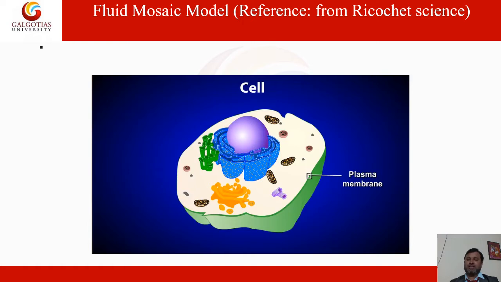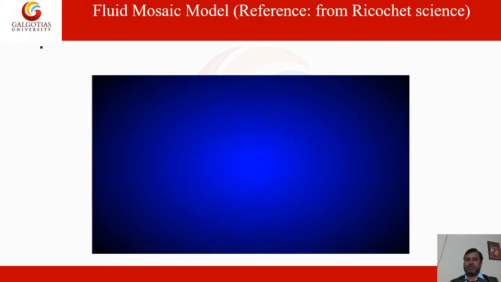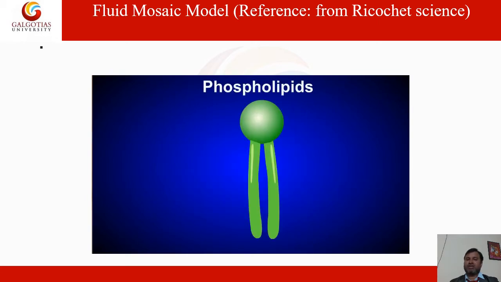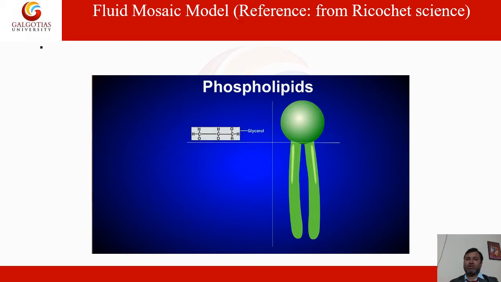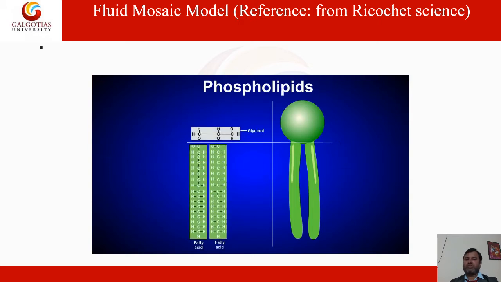So the cell is made up of a cell membrane. It is covered by the cell membrane, and large cell organelles are present within the cell. The cell membrane is made up of phospholipid, and phospholipid has a head and tail. The head is polar, which is made up of glycerol and phosphate, while the tail is non-polar, made up of fatty acid.